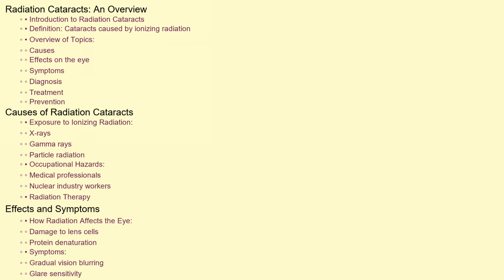Hello and welcome. Today we'll be discussing radiation cataracts, a specific type of cataract caused by exposure to ionizing radiation. We'll delve into the causes, how it affects the eye, symptoms, diagnosis, treatment, and ways to prevent this condition. So, let's begin our journey into understanding radiation cataracts.